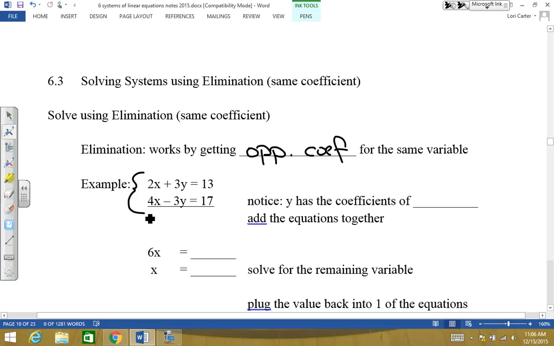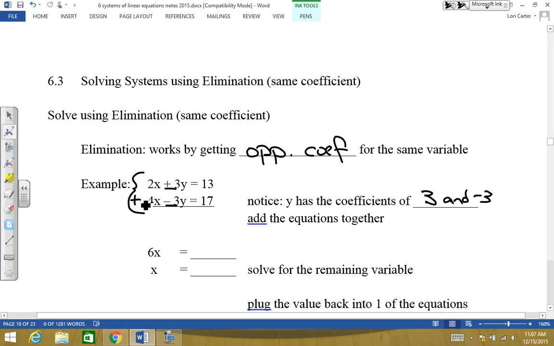Okay, when you look at the coefficients, are the x's the same? No. Are the y's the same? No, but they're very close. We have a positive 3 and a negative 3. Are they already opposite coefficients? Yes. Y has the coefficients of 3 and negative 3. All the work is done, because in elimination, what you do is you add up the two equations.